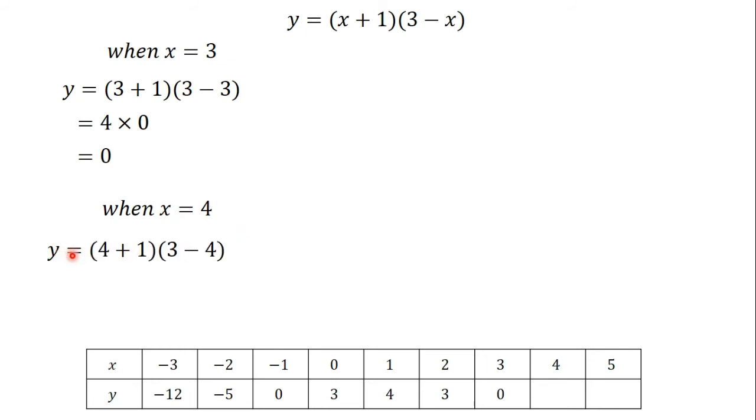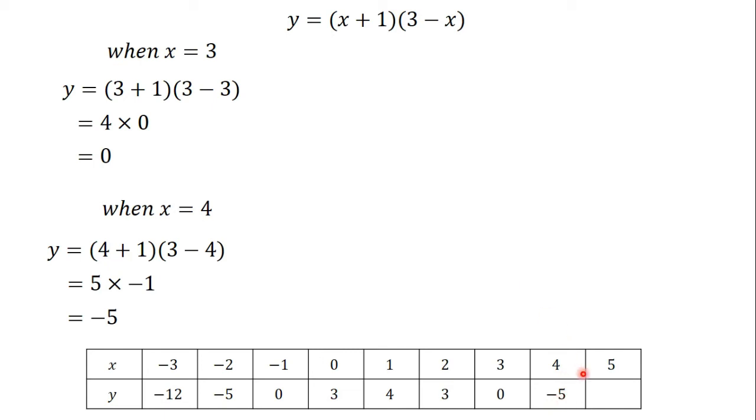When x is equal to 4, y will be equal to 4 plus 1 in the first bracket, then 3 minus 4 in the second bracket. 4 plus 1 is 5. 3 minus 4 is minus 1. 5 times minus 1 is minus 5. So when x is equal to 4, y is equal to minus 5.